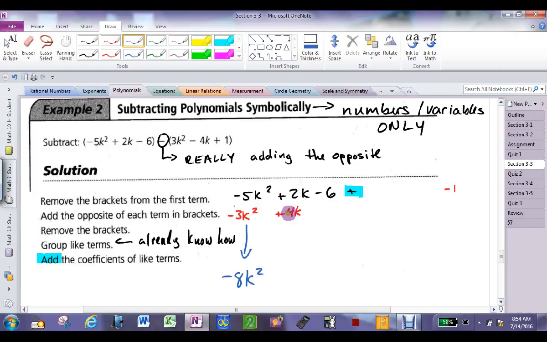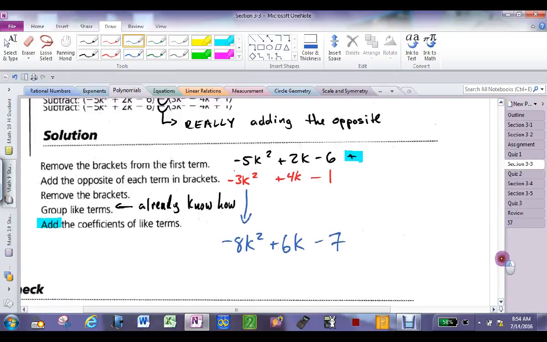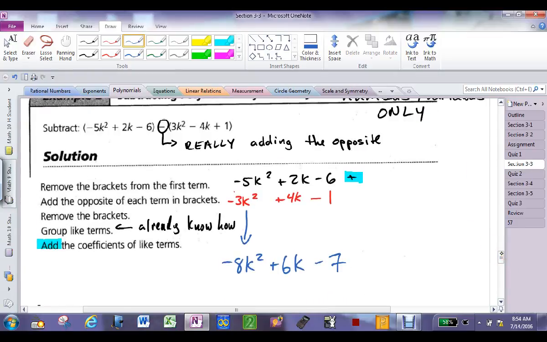Then I take the 4k and I put it with the 2k. 2 plus 4 is 6k, and I take the 1. I take the negative 6, and then negative 1 more is negative 7. Does everybody see how it works?